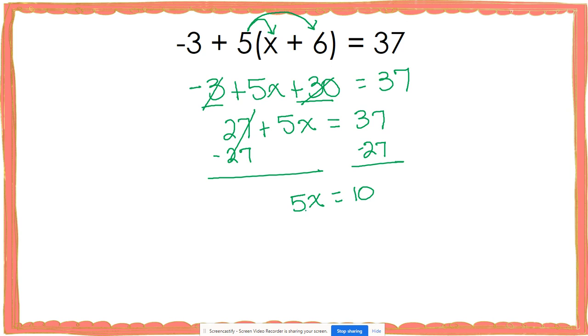Now I'm going to use the inverse of multiplying by 5 to get rid of my 5. So I'm going to divide by 5 on both sides of my equation. My 5's will cancel and leave me with x equals, and then 10 divided by 5 is 2. So my solution is x equals 2.